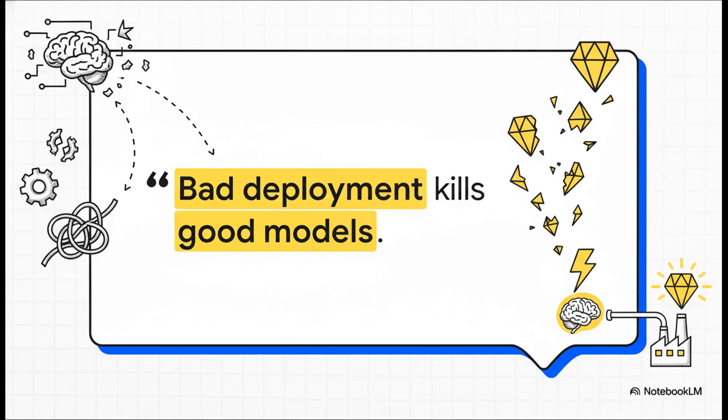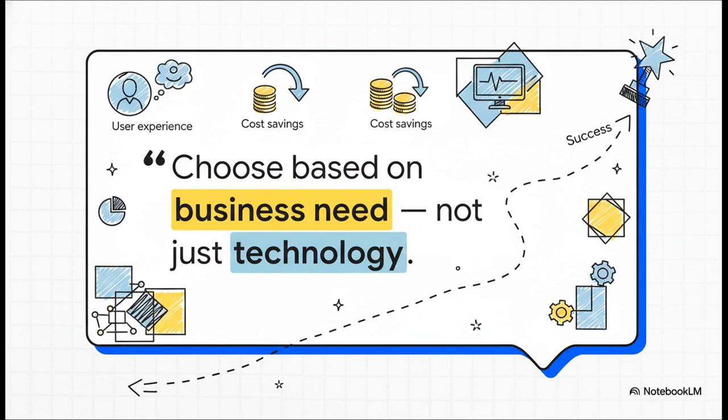Yeah, this quote right here perfectly sums up everything we've been talking about. Bad deployment kills good models. It's so true. You can have the most brilliant model in the world with 99% accuracy, but if the deployment is unreliable or slow or insecure, that model is completely worthless. The deployment strategy is what actually unlocks the model's potential and turns all that cool math into real, tangible business value.